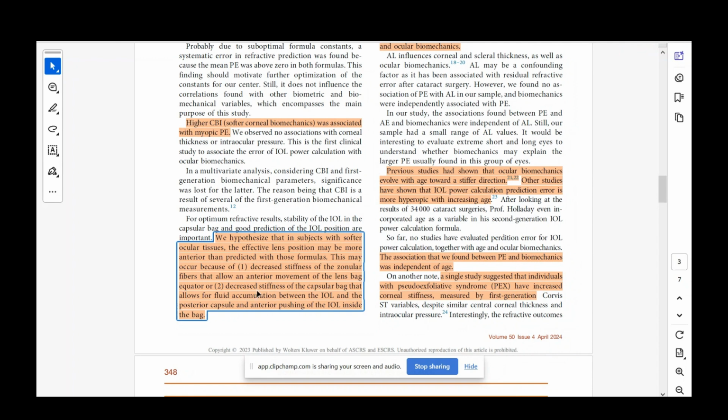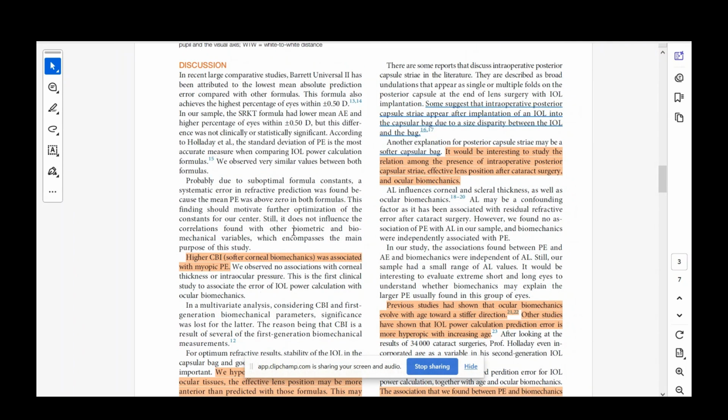The second thing they hypothesize is that when you have decreased stiffness of the capsular bag because of the laxity of the zonular fibers, you have a space between the IOL and the posterior capsule. When you have a space there, you may have fluid accumulation in that place, and this may lead to a forward movement of the IOL towards the anterior part. This may also lead to a myopic surprise.